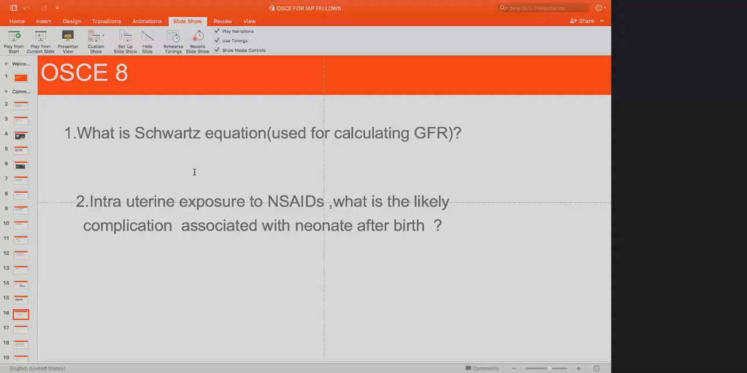So next is, what is the Schwartz equation, which is used for calculating GFR. And the second one is, intrauterine exposure to NSAIDs, what is the likely complication associated in the neonate after birth? First, you can answer the first one. What is the Schwartz equation?